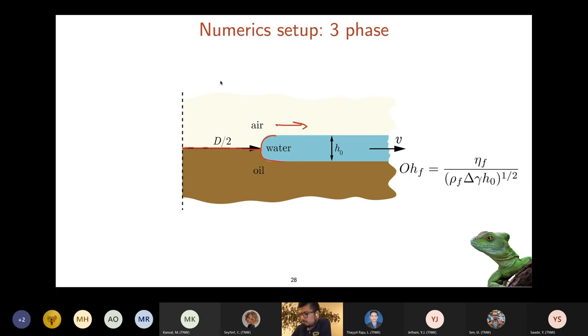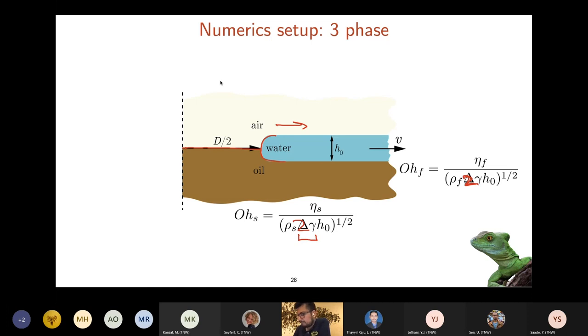And of course, there are two numbers which are important. One is this Ohnesorge number. So this is 2, by the way. This is not delta. One is the Ohnesorge number in the film, and another is the Ohnesorge number of the surrounding. And this delta gamma that we were writing is essentially the net surface tension force pulling on this water film.